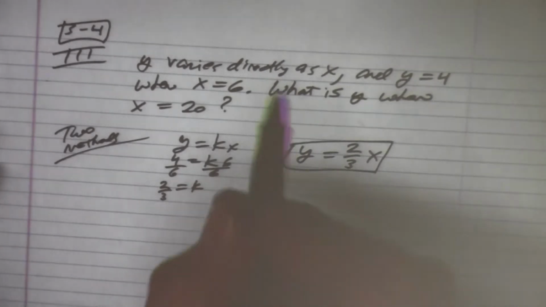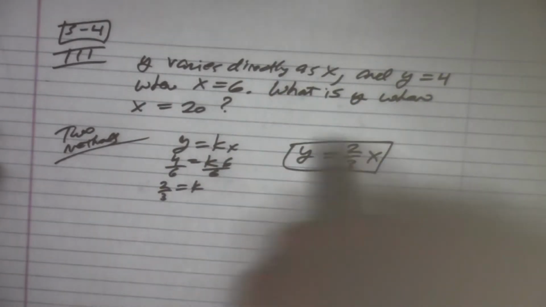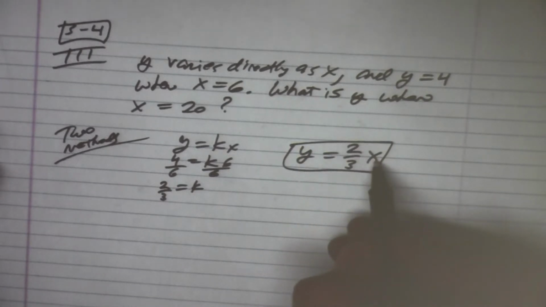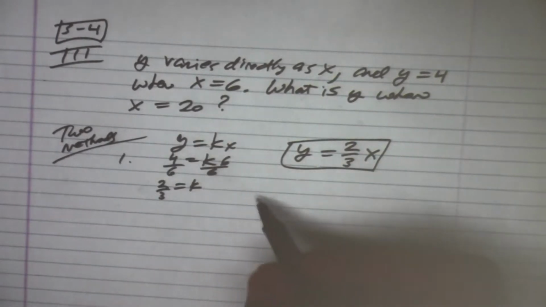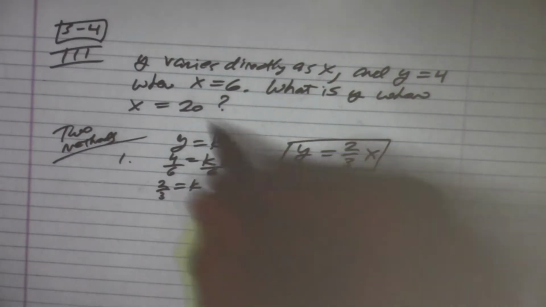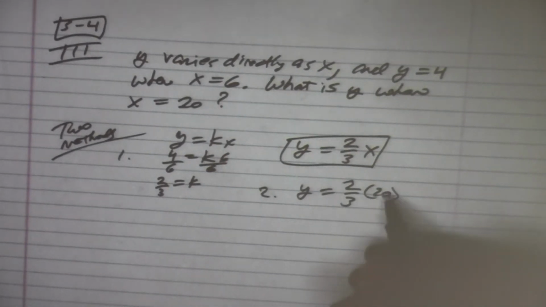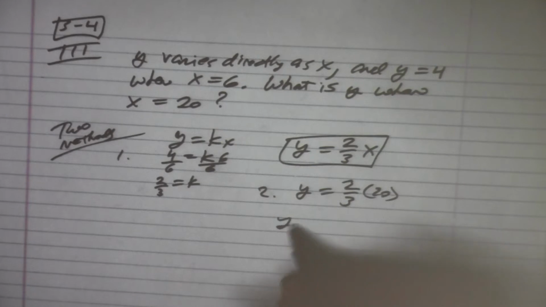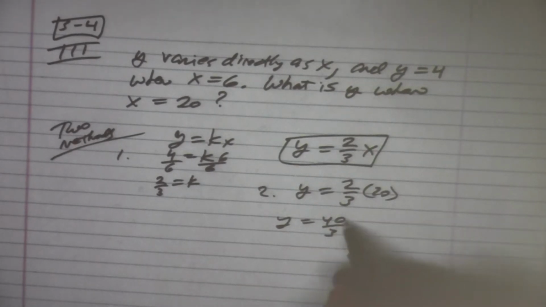Not the answer, because this didn't say what is the equation. It does say what is y when x is 20, and now I happen to have here something I can use. So think of this as part 1, and then think of this as part 2, where we substitute the 20 for the x. And now, 3 doesn't go into 20, but I can multiply here, y equals 40 over 3. And I can leave that as the answer, because I can't divide evenly.